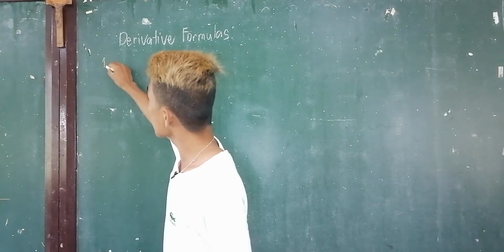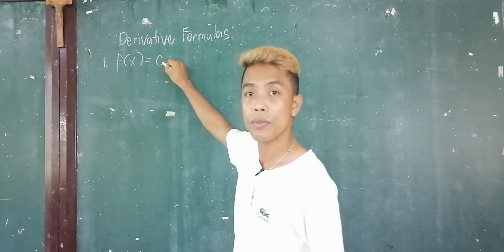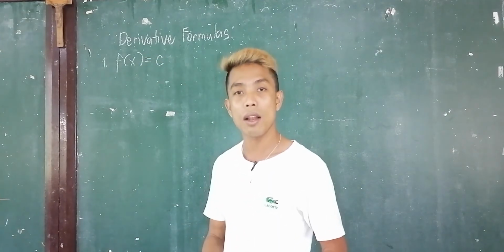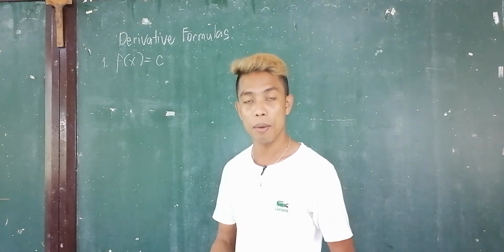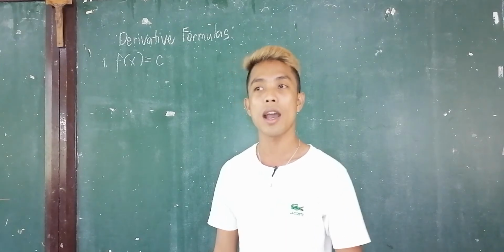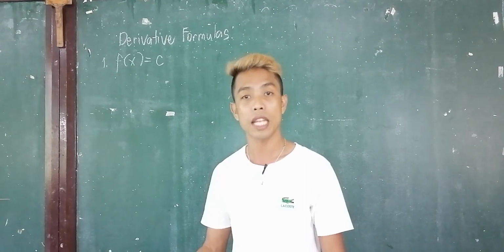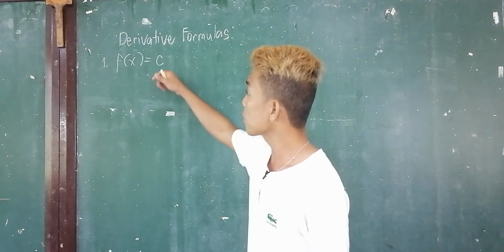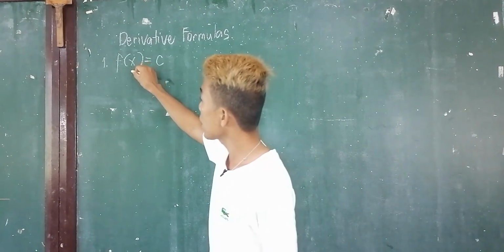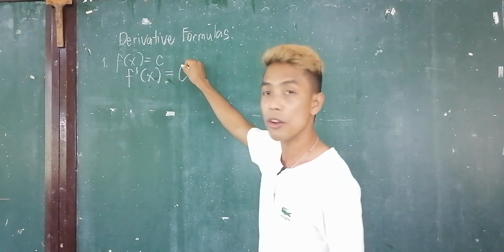So that would be, if we are given f of x is equal to c, where c is a constant. Pag sinabi natin constant, it is a numerical value without variable. Okay? Anong example ng mga constant or constant functions? We have f of x equal to 5, or f of x is equal to 10, and some other values. To find the derivative of such function, we use this formula. F prime of x is equal to 0.